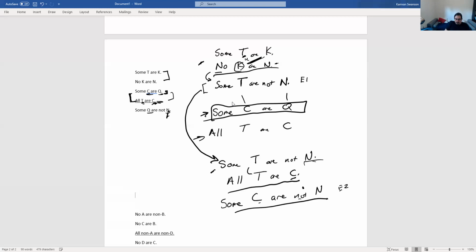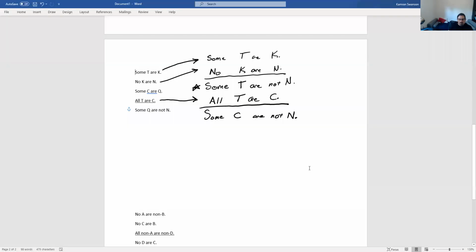Okay. I'm going to clean this board up a little bit. I'm going to pause the video while I do this. Okay, I've just cleaned this up. So what I've done, this is the format of all of this now, that we first looked at premise 1 and premise 2. We came up with a new conclusion, an enthymeme. Then we're going to use this as a premise combined with this statement, all T are C, and we got some C are not N. Okay. Now we're going to take this statement and plug it in right here.